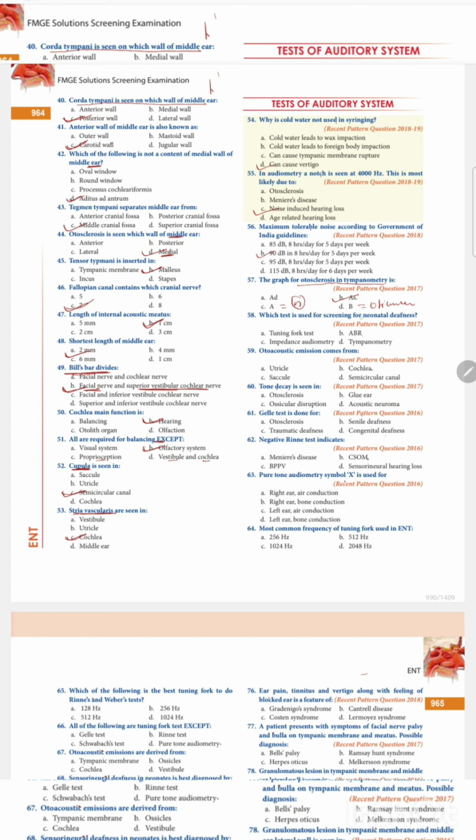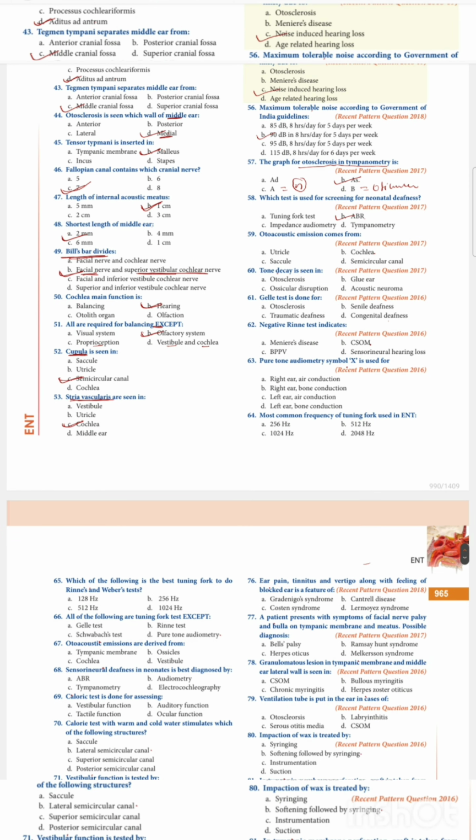Which test is used for screening for neonatal deafness? ABR. Otoacoustic emission comes from the ventricle, cochlea, saccule, or semicircular canal. Which one is correct? Otoacoustic emission comes from the cochlea. Tone decay is seen in acoustic neuroma.